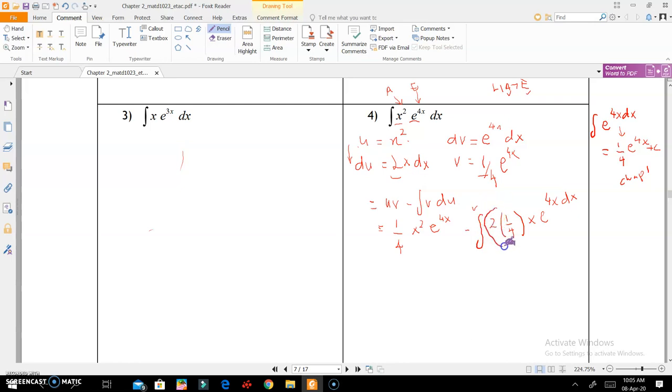But here, this is our constant, so you can simplify it and put it at the front. So it equals 1 over 4 x to the power of 2 e to the power of 4x. I write it again: minus the integral of 2 divided by 4, which is 1 over 2, integrate x e to the power of 4x. Okay, if you look carefully at this part, you can see that you still have two functions, which are f(x) and g(x).